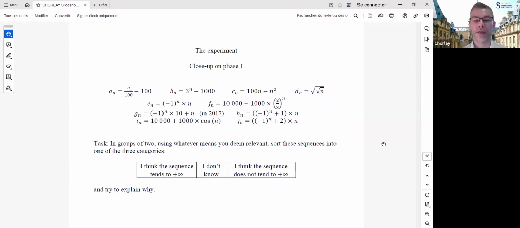So this is how it goes. The first phase was a phase of sorting. You have a few sequences, and the question is, in groups of two, using whatever means you deem relevant, you can use a calculator or whatever, sort these sequences into one of these three categories: I think it tends to positive infinity; I don't know; I think it does not tend to positive infinity. So maybe you can take a few seconds to take a look at the sequences.